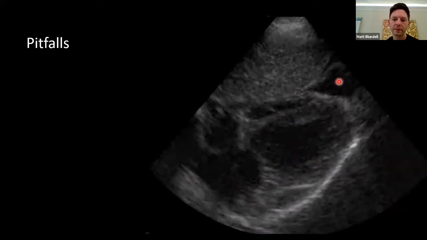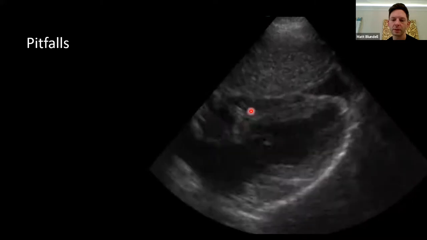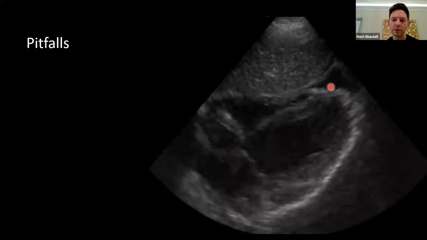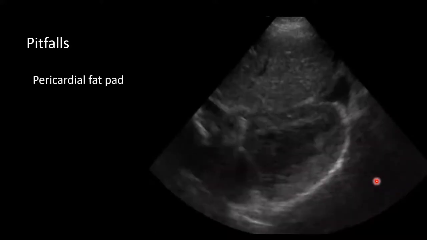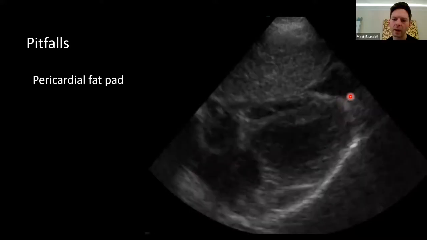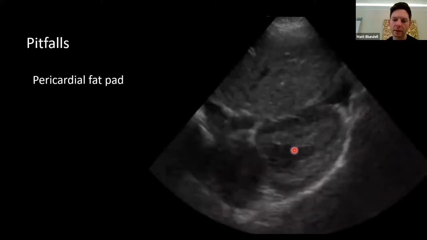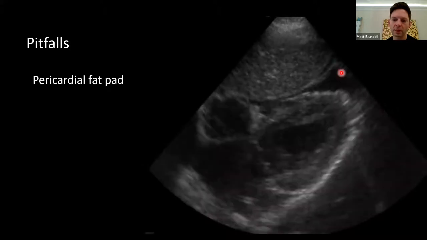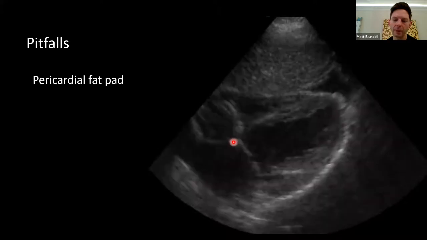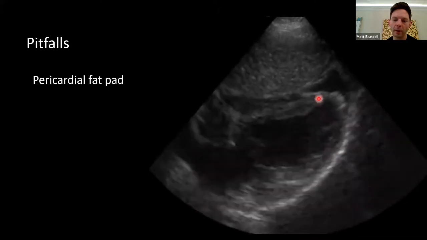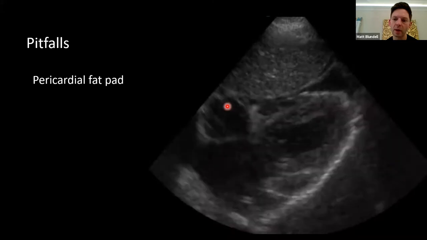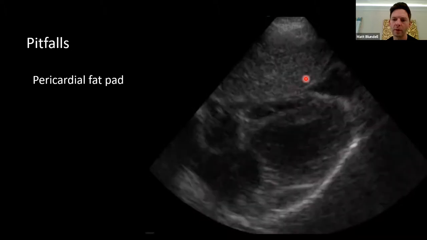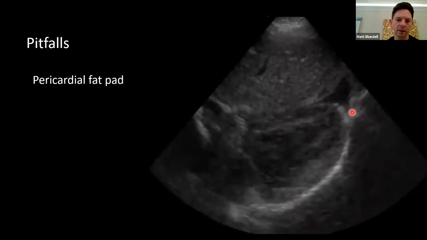Does anyone know what this is? This is a subcostal view. Does anyone think this is pleural? Yeah, correct. That's pericardial fat pad. Often it doesn't appear quite as anechoic as fluid inside the heart. Obviously, in this picture it does. But often you can see it's almost a loculated shape. It's normally found in the anterior AV groove. So often you'll find it on the subcostal view in this area. And it moves more like it's attached to the heart, whereas free fluid around the heart will move not quite in the synchronous pattern.